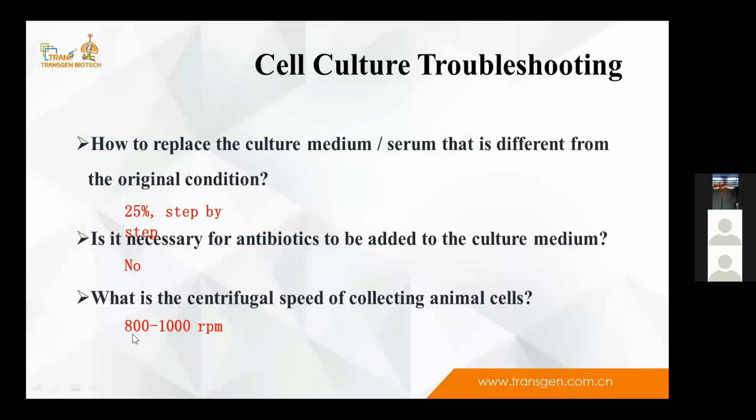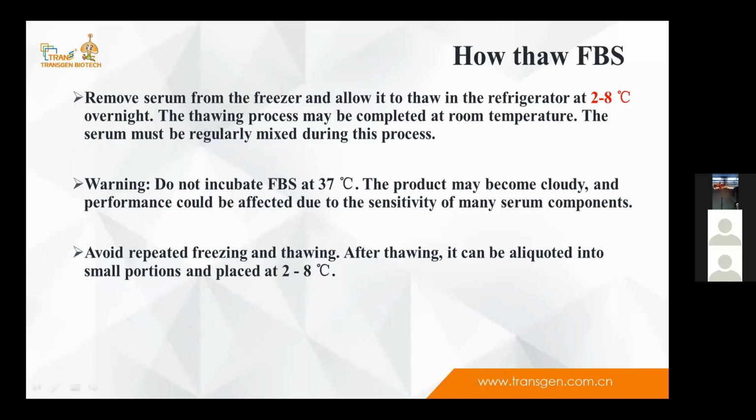Usually it is 800 to 1000 RPM for collecting animal cells. How to store FBS? FBS is always stored at -80. So when we use the FBS, we have to thaw the FBS.